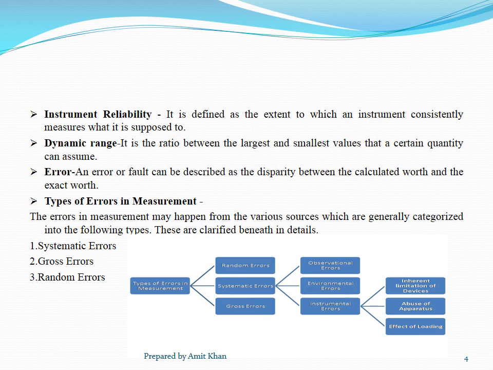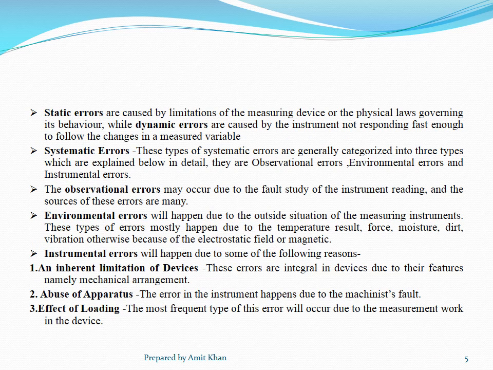So error is nothing but the difference between the measured value and the true value. Then comes static error. Static errors are caused by limitations of the measuring device or the physical laws governing its behavior, while dynamic errors are caused by the instrument not responding fast enough to follow the changes in a measured variable.